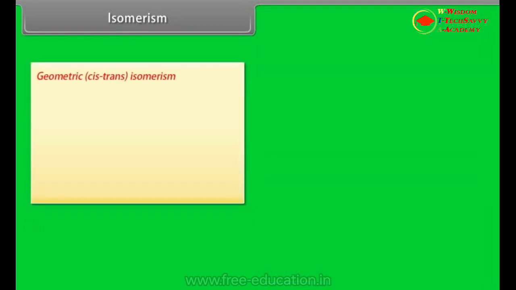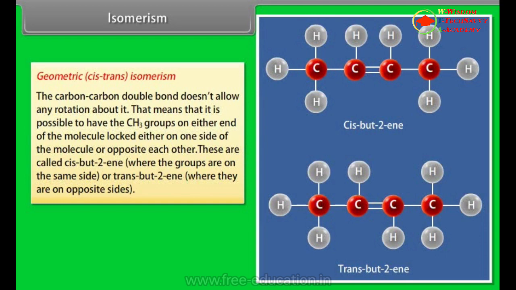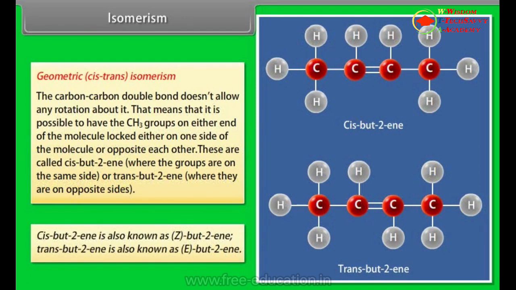Geometric cis-trans isomerism. The carbon-carbon double bond doesn't allow any rotation about it. That means that it is possible to have the CH3 groups on either end of the molecule locked either on one side of the molecule or opposite each other. These are called cis-but-2-ene, where the groups are on the same side, or trans-but-2-ene, where they are on opposite sides. Cis-but-2-ene is also known as Z-but-2-ene. Trans-but-2-ene is also known as E-but-2-ene.